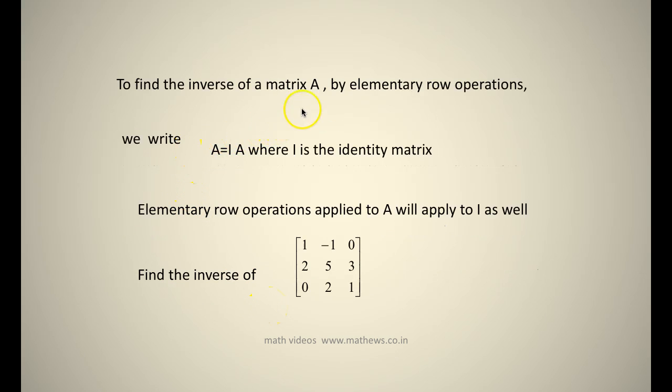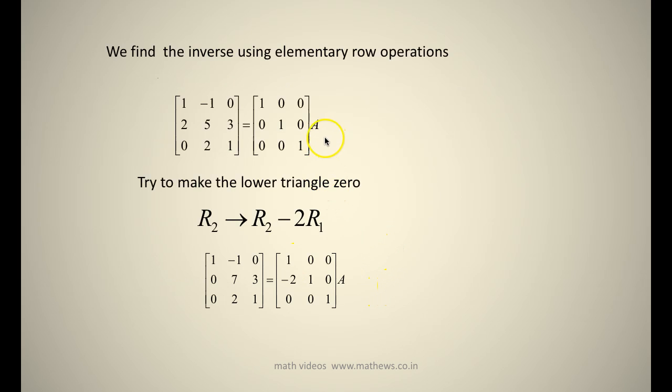To find the inverse of a matrix A by elementary row operations, we write A as I into A, where I is the identity matrix. So we pre-multiply by I, and elementary row operations applied to A will apply to I as well. We take an example: find the inverse of this 3 by 3 matrix using elementary row operations.